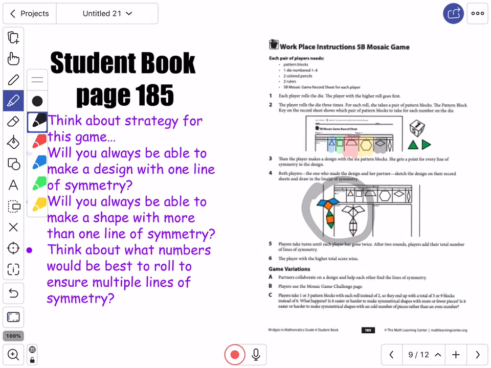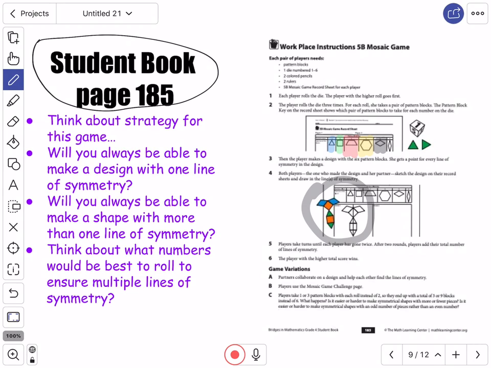There are different variations, though, of the game, so partners collaborate on a design to help each other find lines of symmetry. Players use the Mosaic Game Challenge page instead of the regular page, which you will see as well in just a moment. And then players take 1 or 3 pattern blocks with each roll instead of 2, so they end up with a total of 3 or 9 blocks instead of just 6. What happens is that it's easier or harder to make symmetrical shapes with more or fewer pieces. Is it easier or harder to make symmetrical shapes with an odd number of pieces rather than an even number of pieces? Interesting.